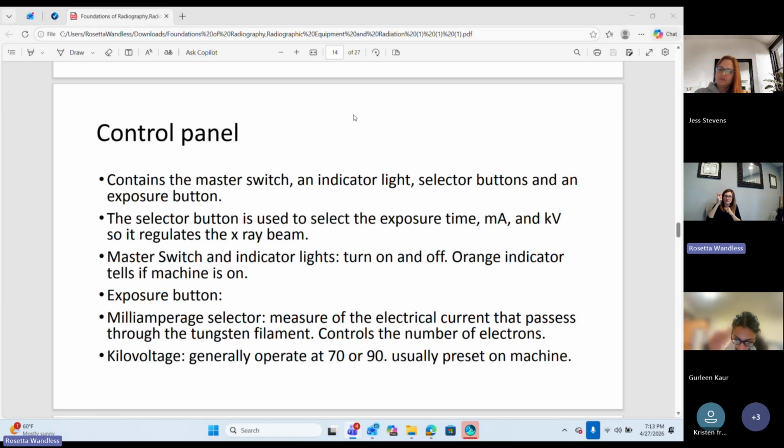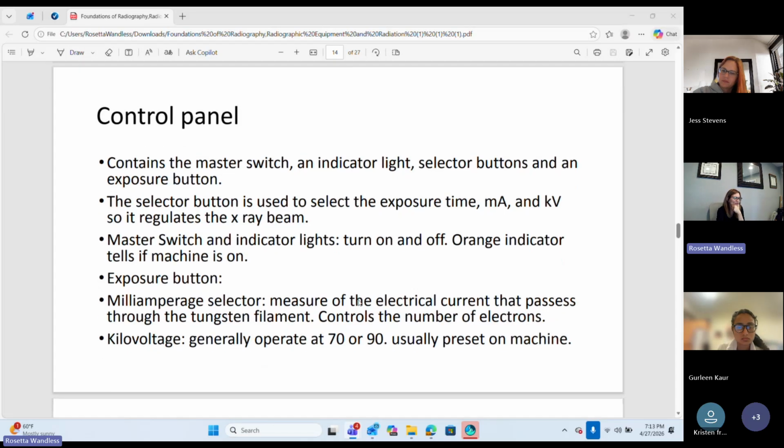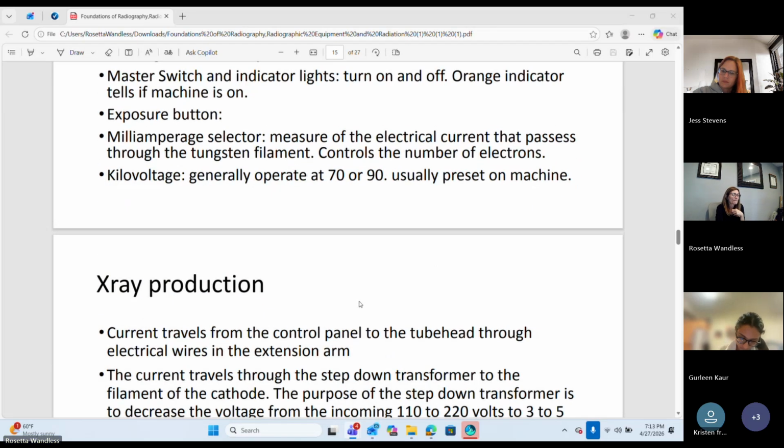kVp is the master of the power, okay? It is the penetrating power. It is the master. It controls the quality, the diagnostic quality of the X-ray, okay? It's what makes it pretty. It's what makes us see the things inside the X-ray, okay? And the range will operate again between 70 and 90, and it's preset and typically can't move.